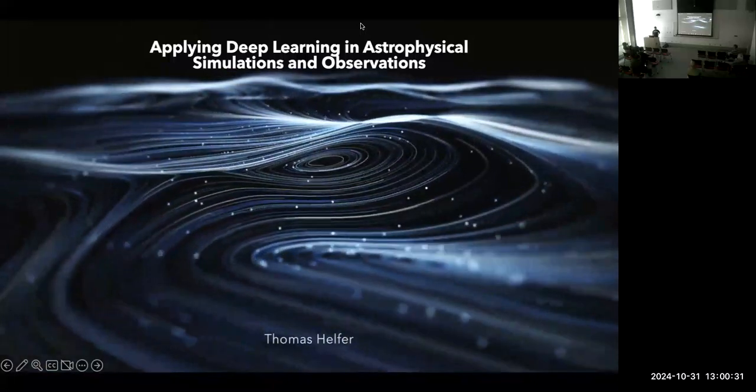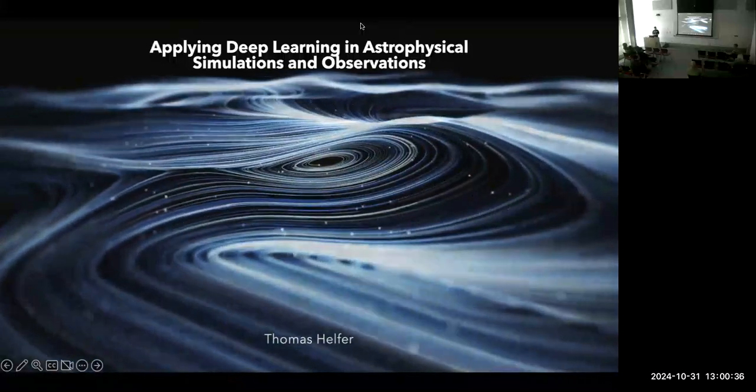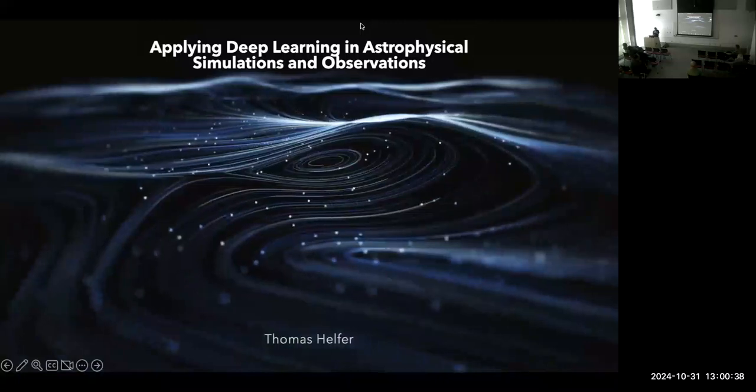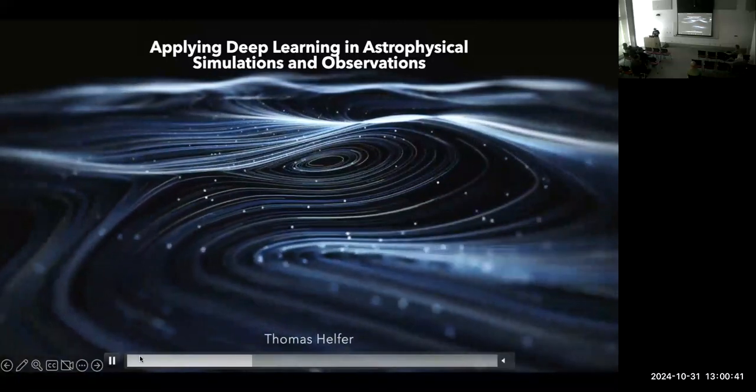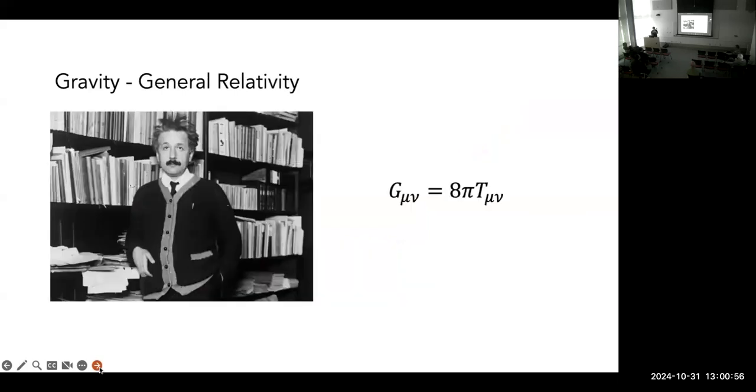Well, let me talk about how to apply deep learning for astrophysical simulations and observations. So I'm going to start with the part where, are you refusing to listen to me? All right. There are lots of astrophysicists here, so I wonder what I'm saying, but for the non-astrophysicists, you might have been tortured by gravity in high school. However, the full story came a few years later with that handsome fella.